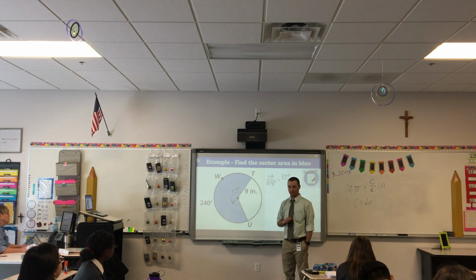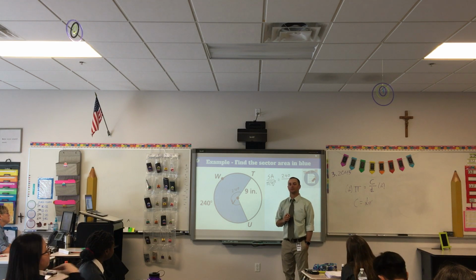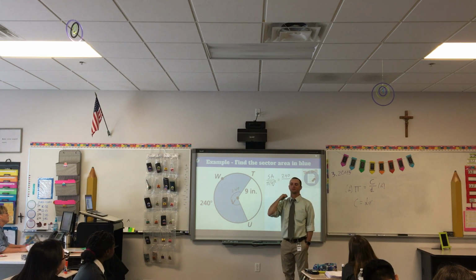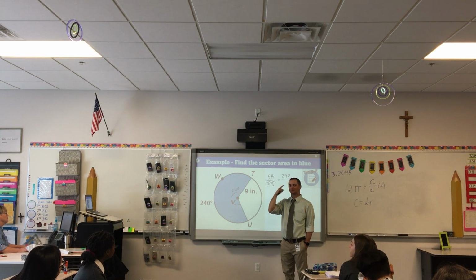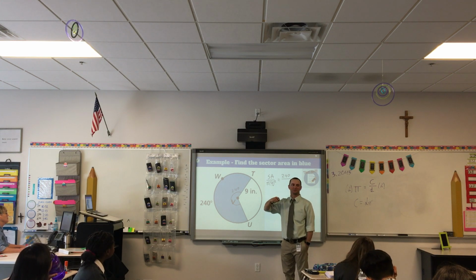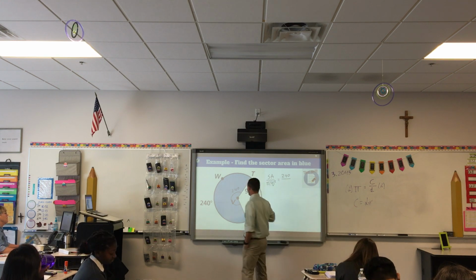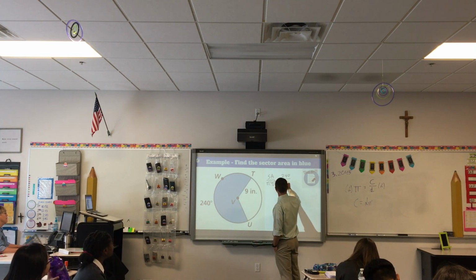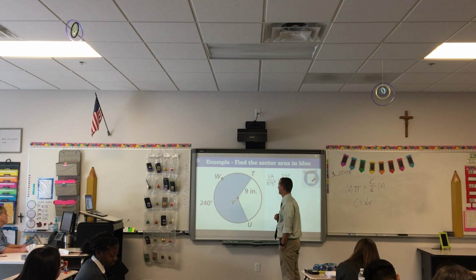Why? Well, because they're the same. Right, they're the same, but remember from last chapter, the central angle is equal to the arc measure. Remember that? Okay, so we still have to remember those things from last chapter. So you've got 240 over what? 360. Cool.